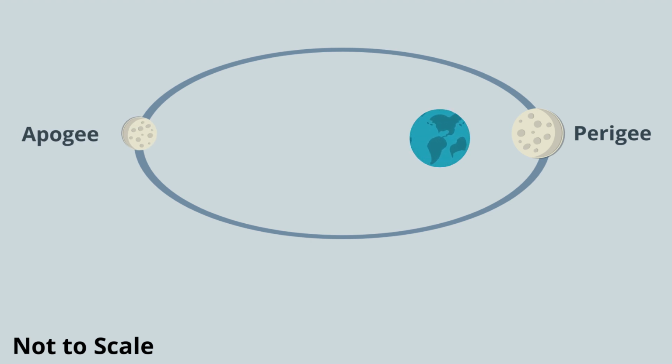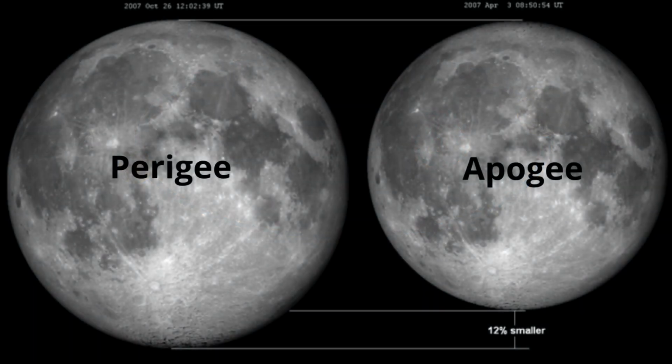The moon travels faster across the sky at the perigee and slower at the apogee. When the moon is closer, it looks bigger, and when the moon is further away, it looks smaller.